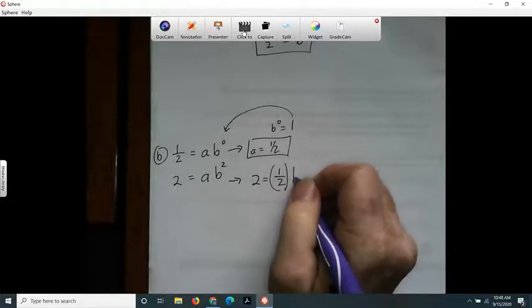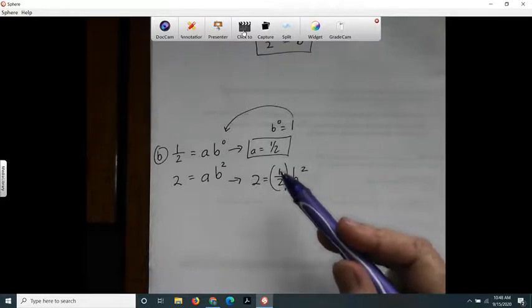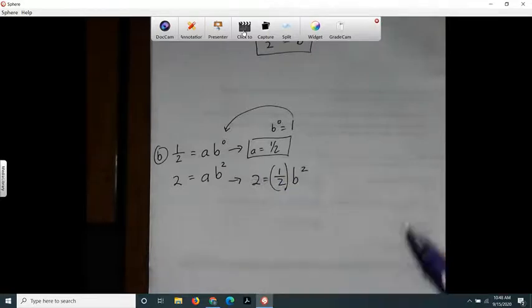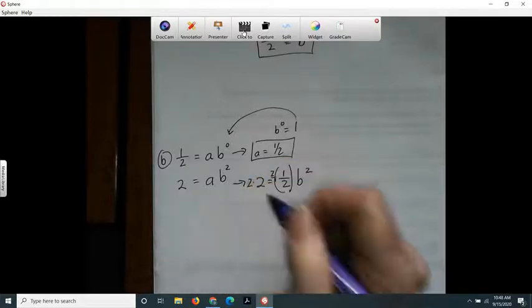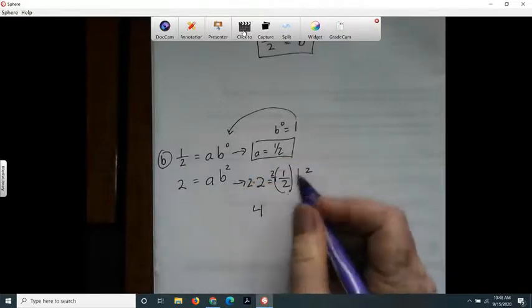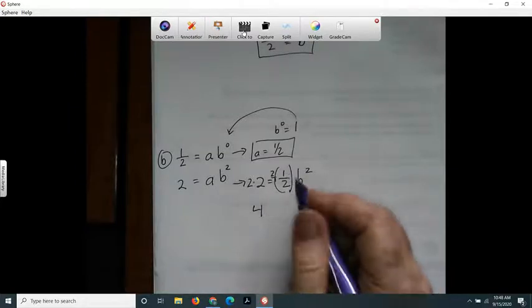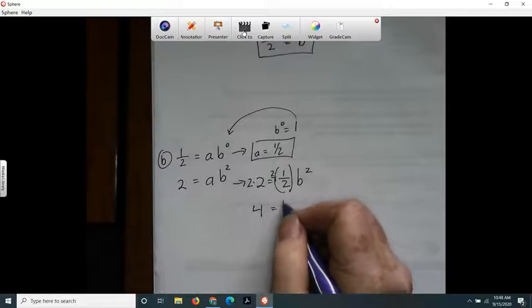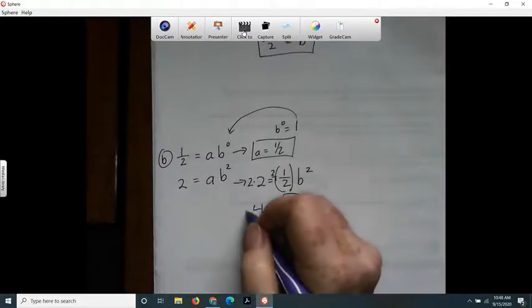And then to get b by itself, I need to multiply both sides by 2. So I'm just going to write it really small. So 2 times 2, that's 4. 2 times a half is just 1, and 1 times b squared is b squared. And then I can just square root both sides. So that gives me that b equals 2.